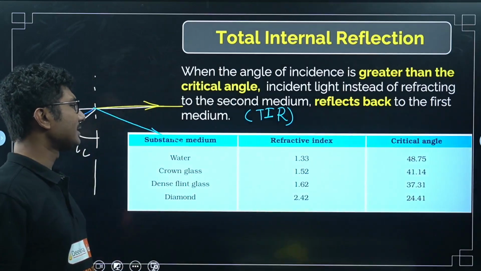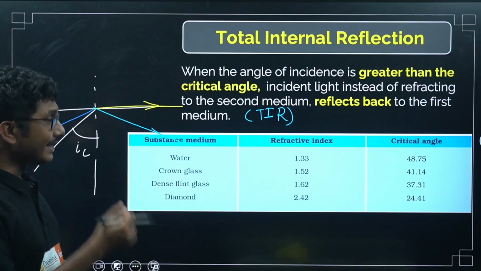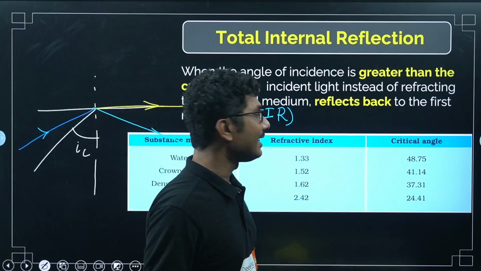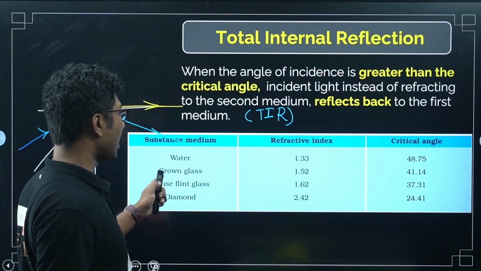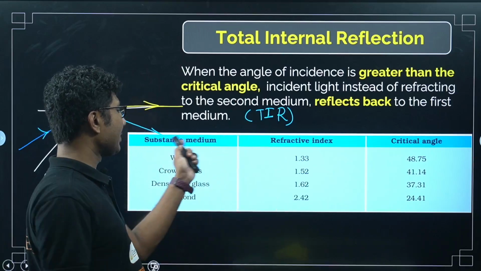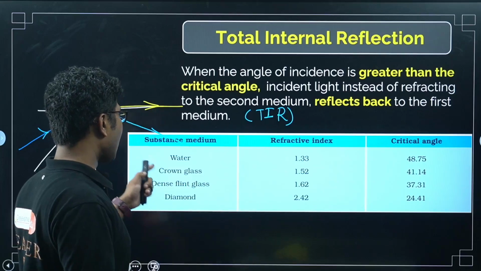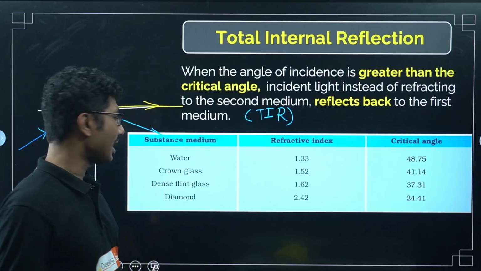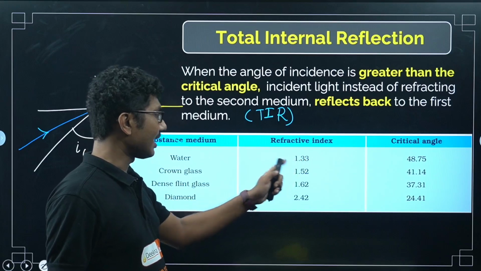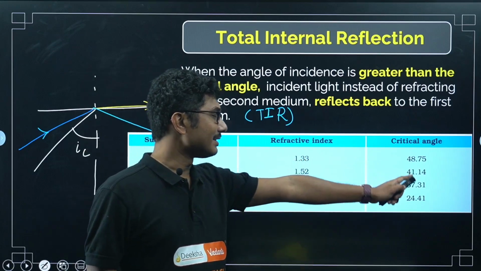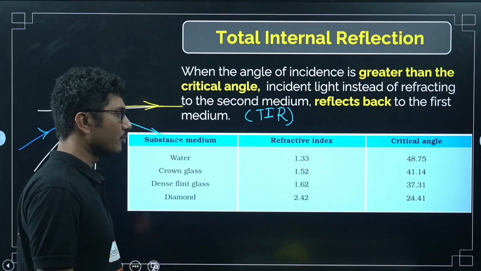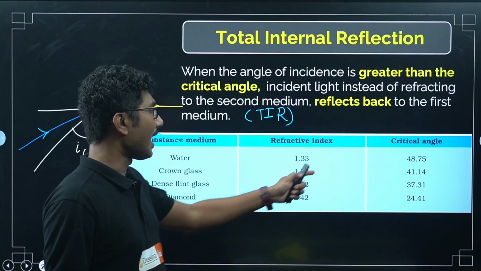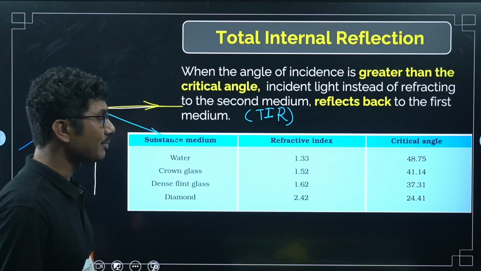Now for certain materials the critical angles are given. For water the critical angle is 48.75 degrees, and the refractive index of water is 1.33. There are two different types of glasses, crown glass and dense flint glass. For crown glass the refractive index is 1.5 and its critical angle is around 40 to 41.4. For dense flint glass, the refractive index is 1.62 and the critical angle is 37.31.